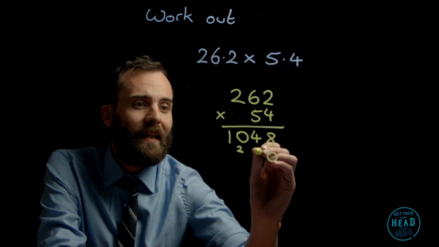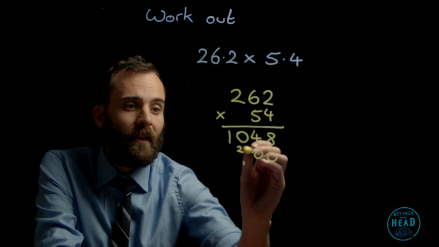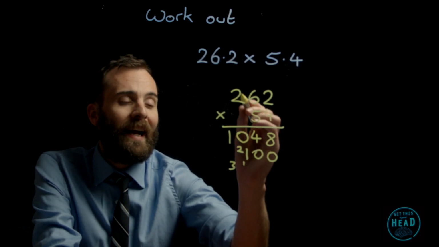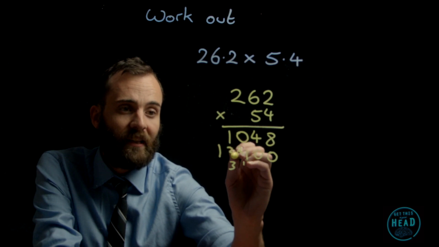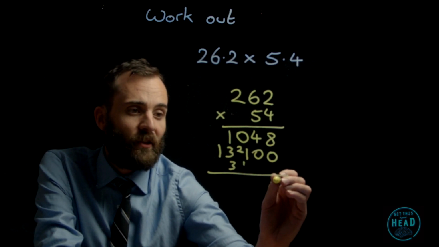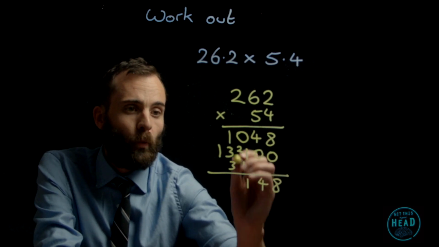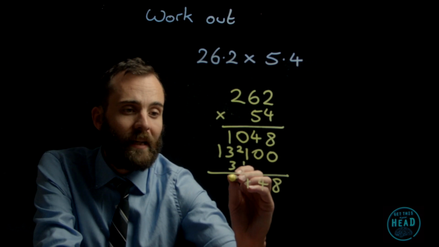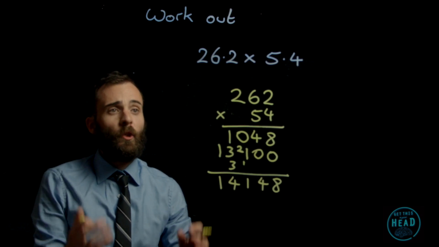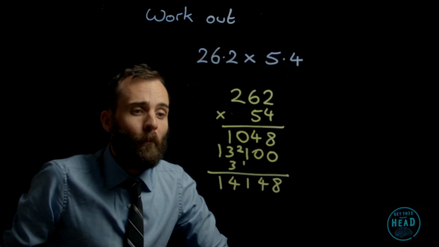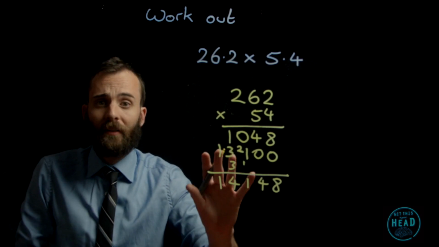2 times 5 is 10, 0 and carry the 1. 6 times 5 is 30, add the 1, it's going to be 31. And then 2 times 5 is going to be 10 again, but I've got to add the 3, so that's 13. I add those together then. 8 add 0 is 8, 4 add 0 is 4, 0 add 1 is 1, and 1 add 3 is 4, and there's the 1 here, there's nothing up there, so 1. So 262 multiplied by 54 is 14,148. Now, that's 2 marks out of the 3 marks there.